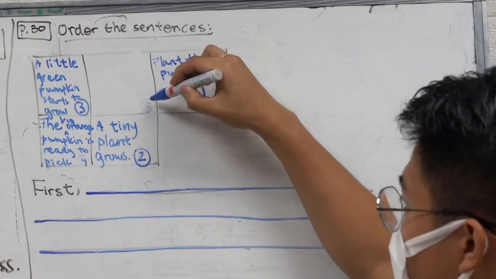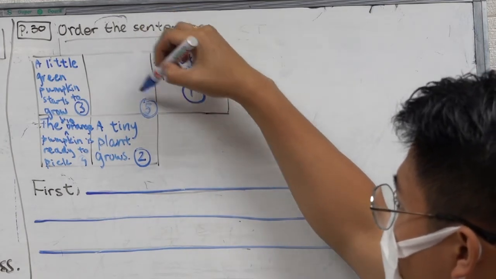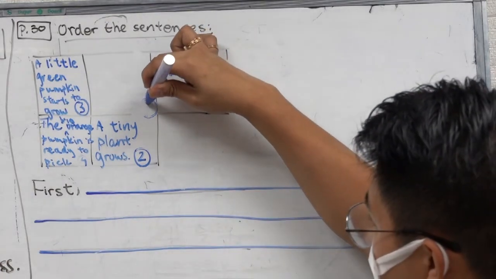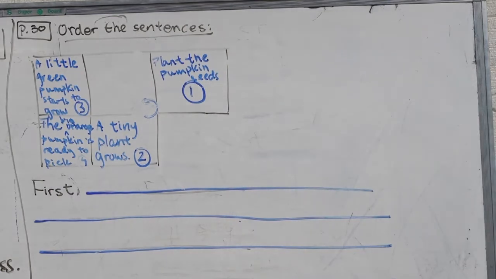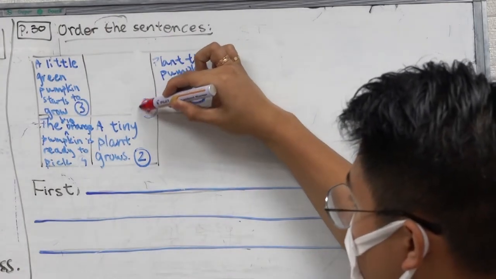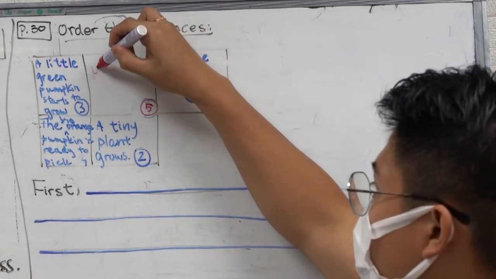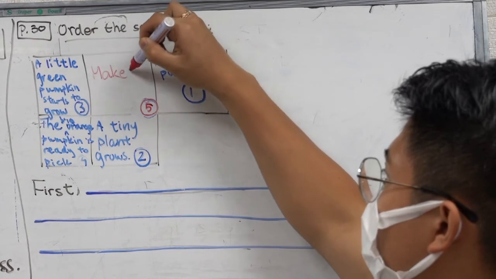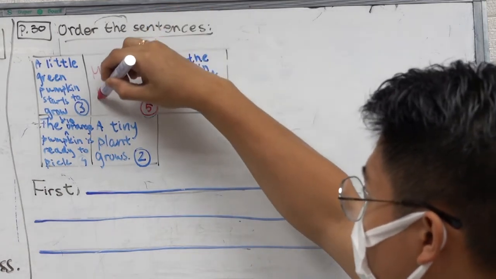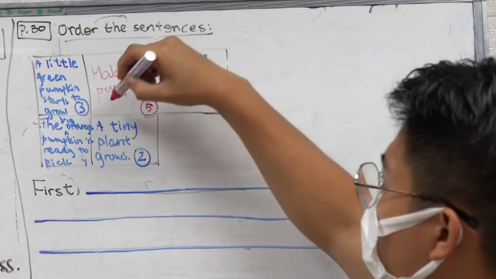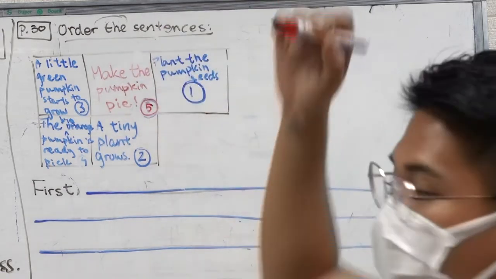Oopsie daisy, what's happening to my ink pens? Alright, so number 5, I don't know if I can fix it. Let's try this. Okay, we are in this together. Oh, okay, so I really ran out of ink. So I will try to use my red pen. Okay, so the 5th one is the last one, right? So, make the pumpkin pie. I think, okay, we're good. Make the pumpkin pie.